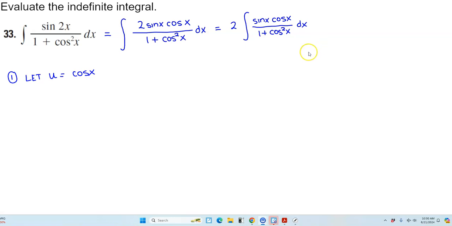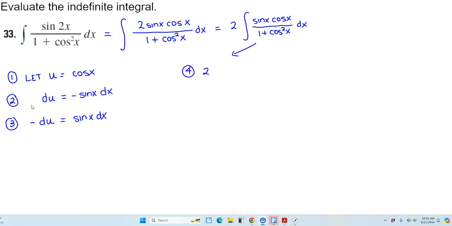And so what do we know about the derivative of the cosine of x? Well, step number 2, we're going to let du equal the derivative of the cosine of x, which is negative sine of x dx. If we're going to substitute, we need to make sure that we're substituting with a positive, so we need to divide both sides by that negative sign. So negative du is going to equal the sine of x dx.